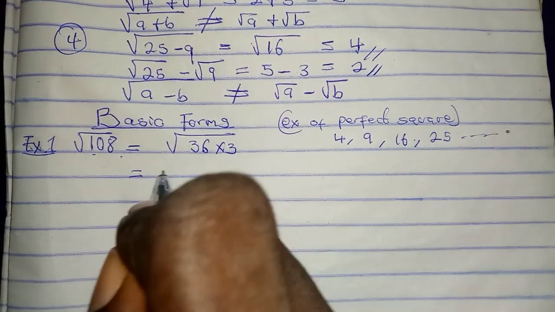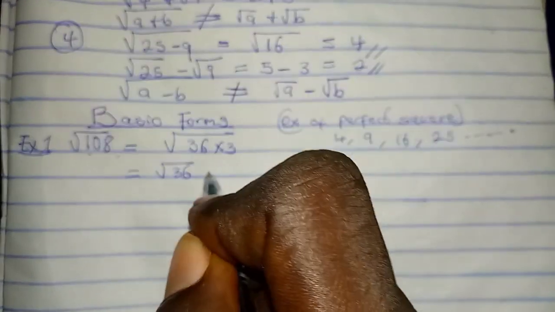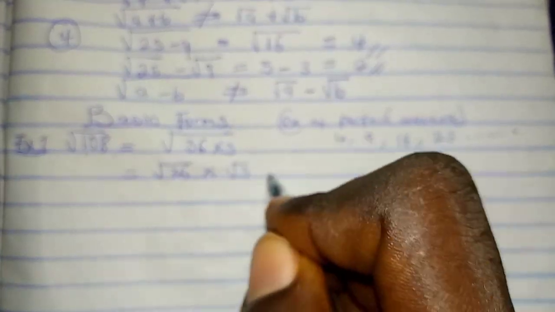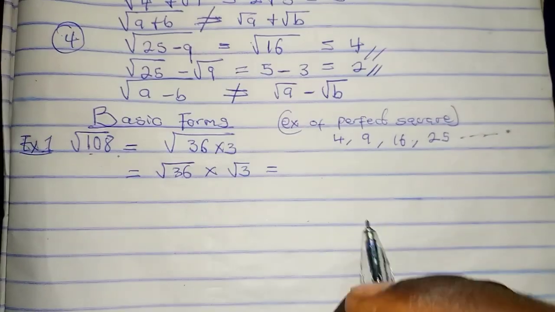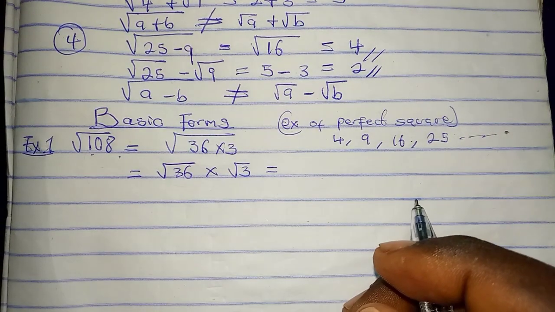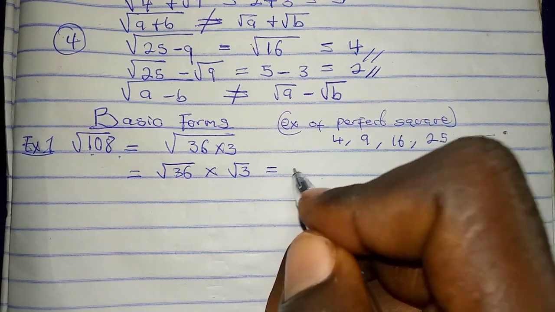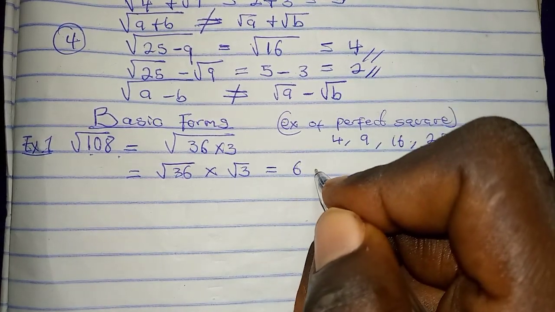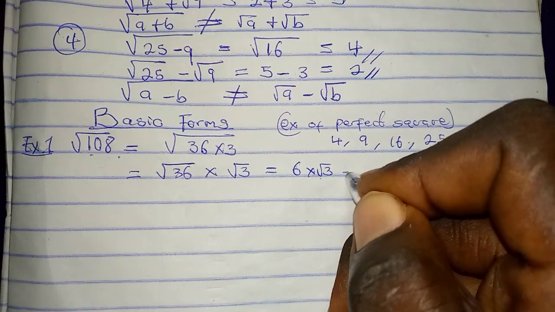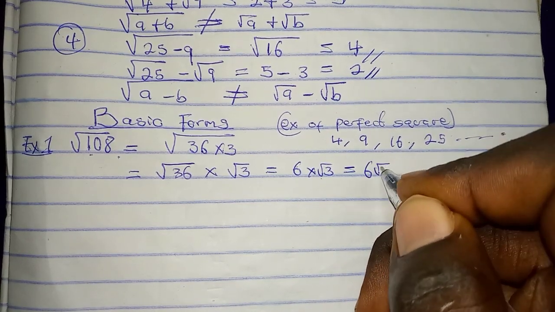And don't forget, we can easily find the root of 36, applying the rule of multiplication. We can split this as root 36 times root 3. And the root of 36 is what? Sorry guys, I hope you are seeing it now. Root of 36 is 6, sorry, times root 3. Therefore, our answer here is 6 root 3.